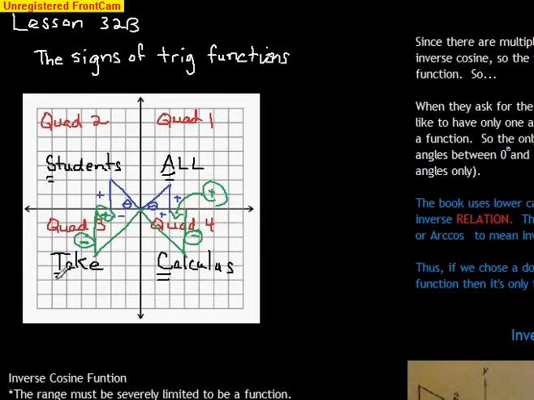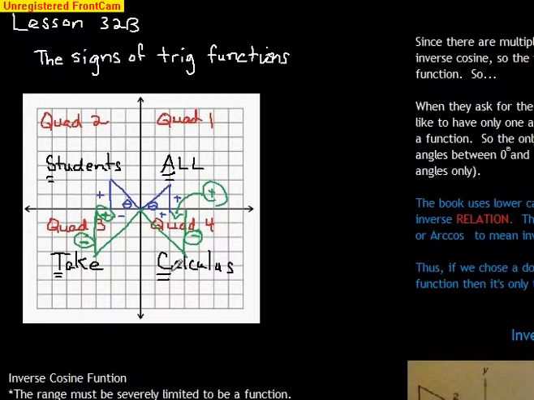Only tangent is positive in quadrant 3, because the sine of this angle would be opposite over hypotenuse, so that would be negative, and the cosine would be adjacent over hypotenuse, also negative. So the only one that would be positive would be opposite over adjacent. Negative over negative would give you the positive. So only tangent is positive in quadrant 3.